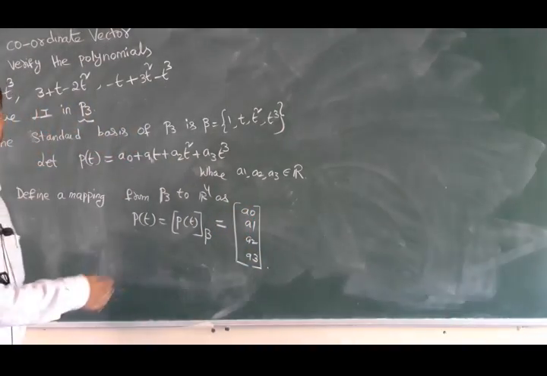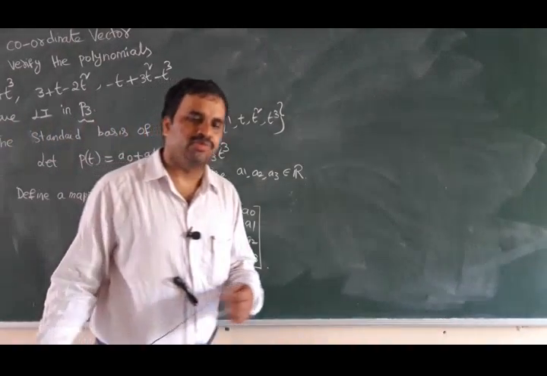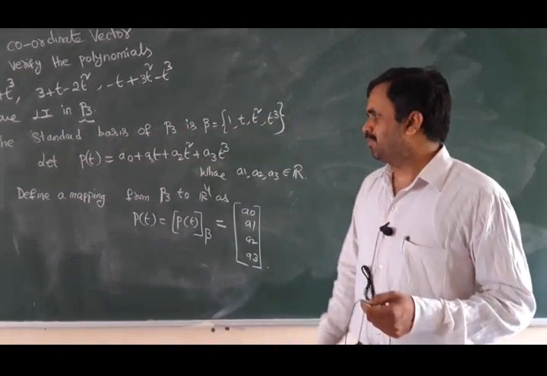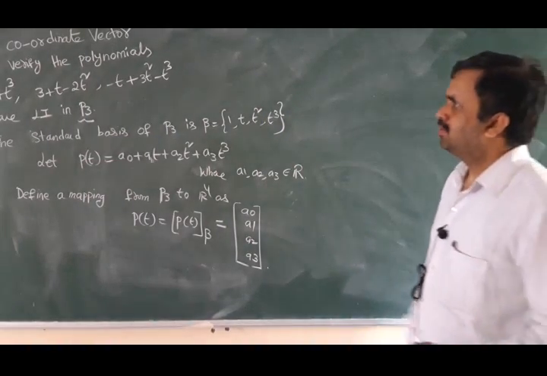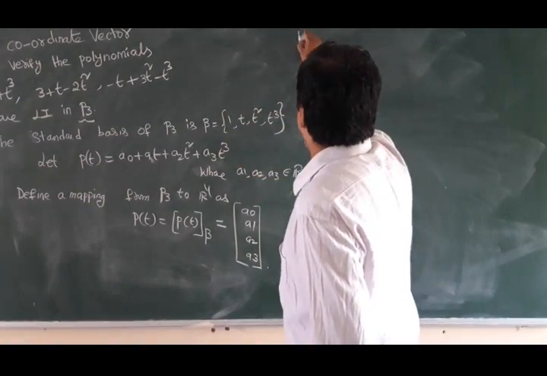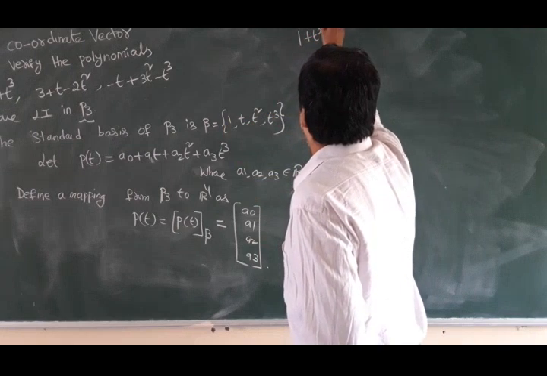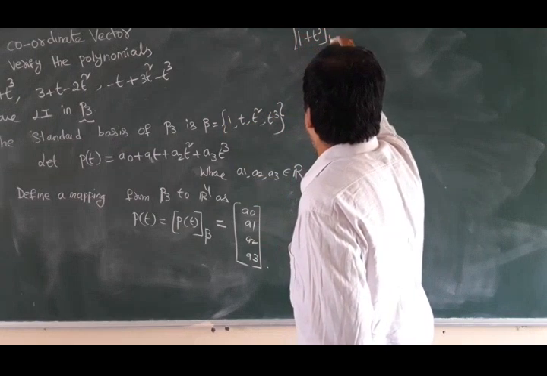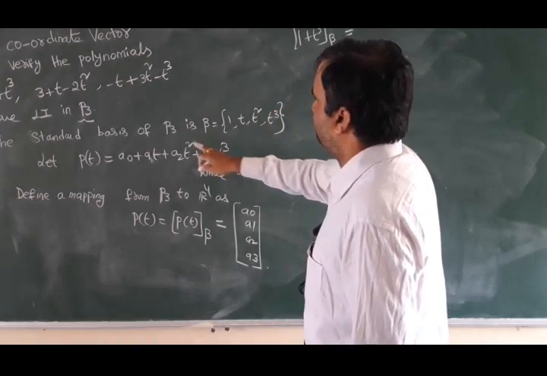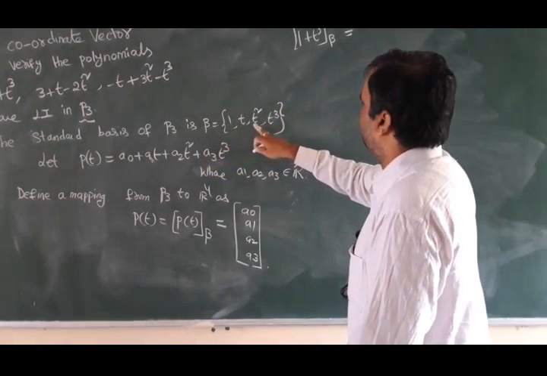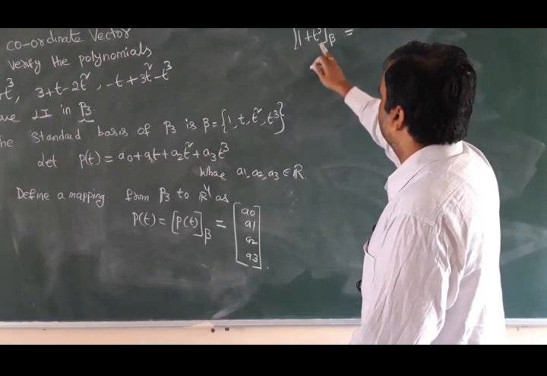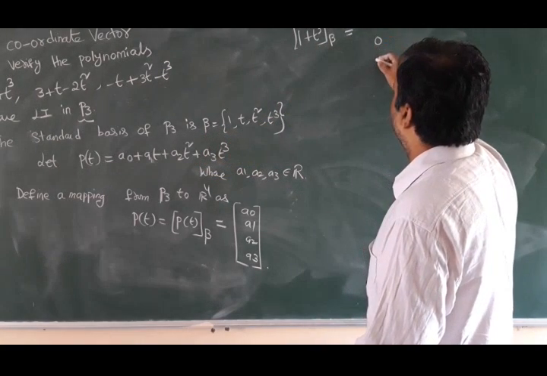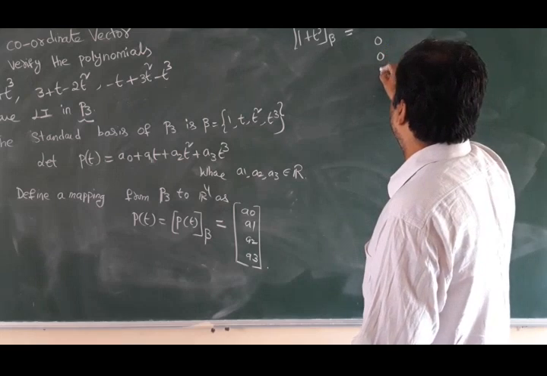I am converting the polynomial into polar column vector form. The first polynomial we already have, 1 plus t power 3, with respect to the standard basis 1, t, t square, t cube. Constant 1, coefficient of t 0, coefficient of t square 0, coefficient of t cube 1.